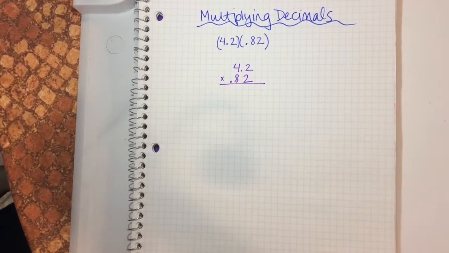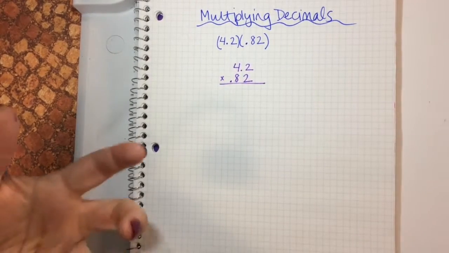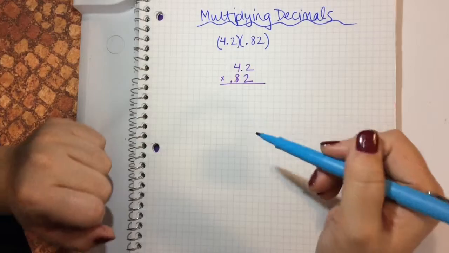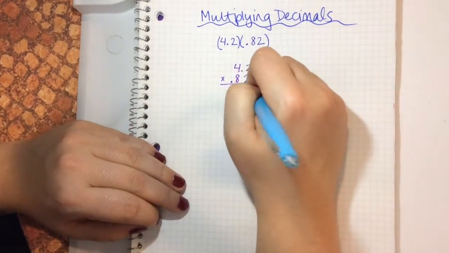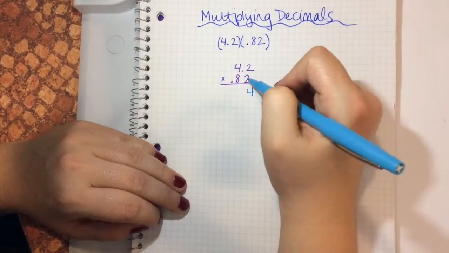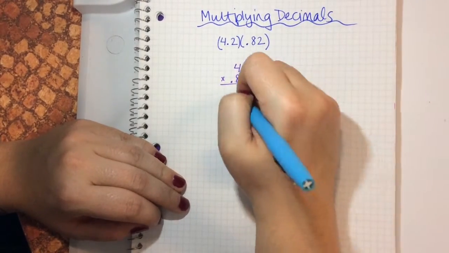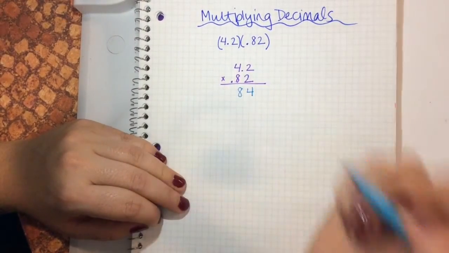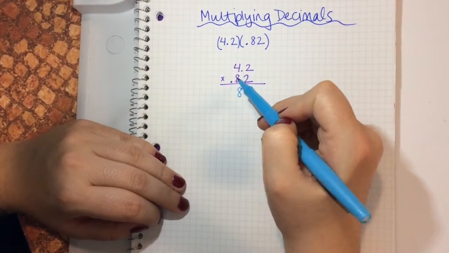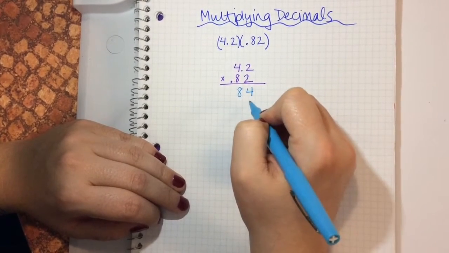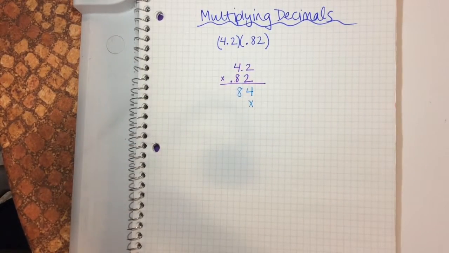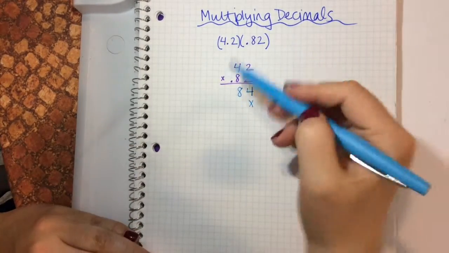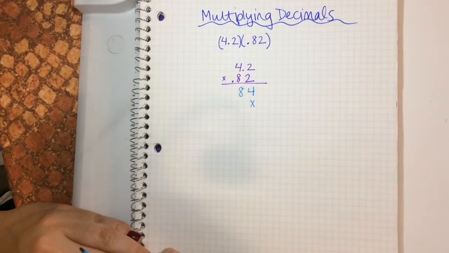So to start out with here, I'm just going to multiply my numbers together as if it was 42 and 82. So 2 times 2 is 4. 2 times 4 is 8. Now I know here I'm moving over, so I need a placeholder right here. I like to use an X. I know a lot of people use a 0. Either way is fine. So 8 times 2 is 16.